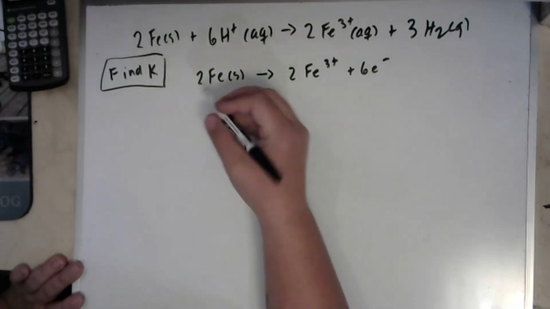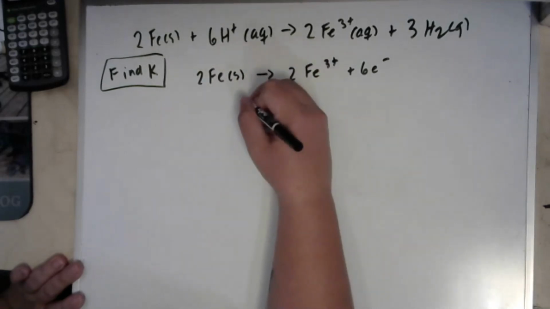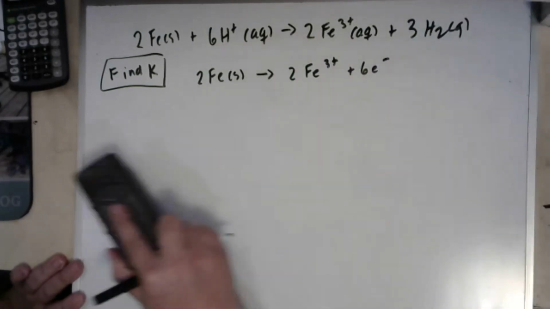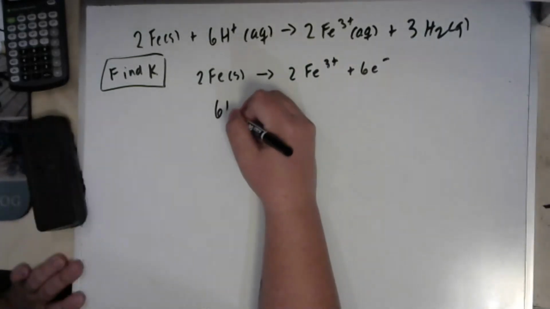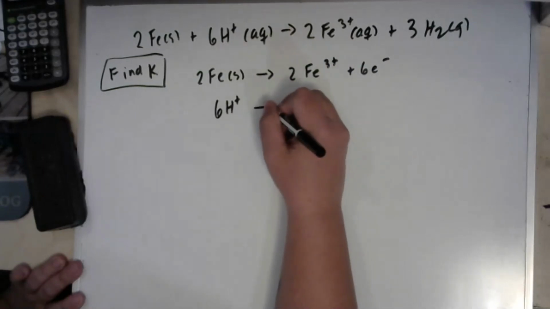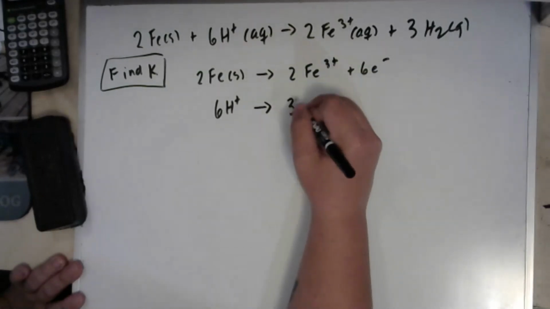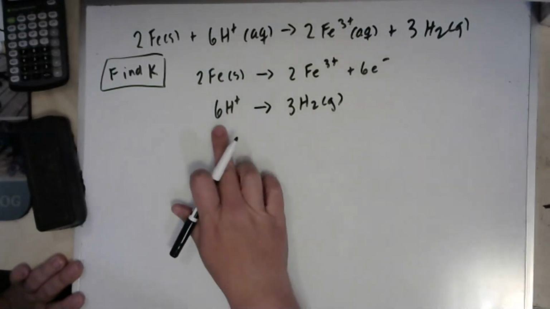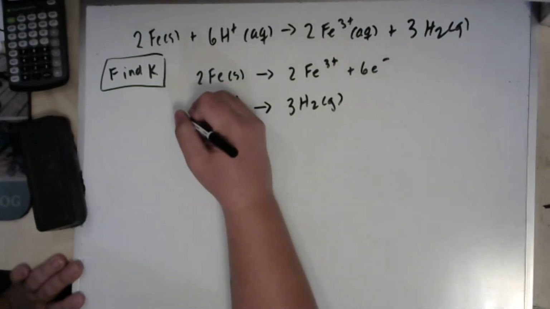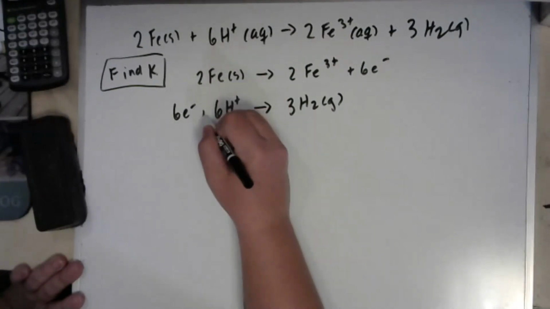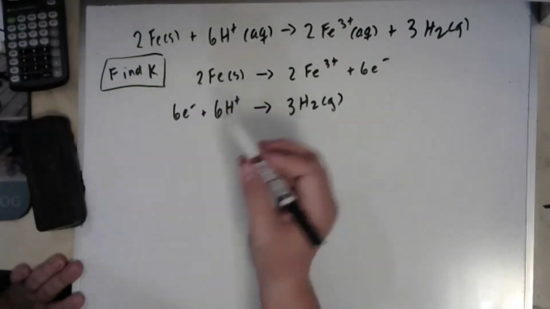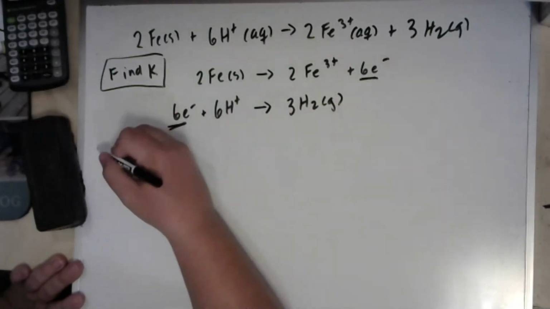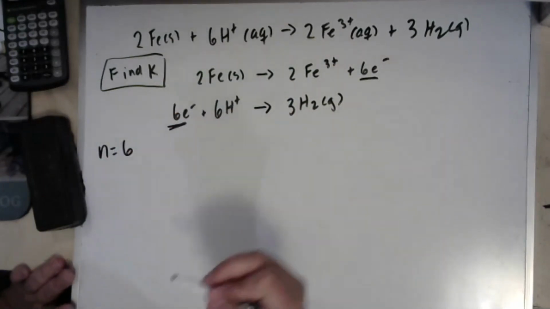Okay, for our other half reaction, let me write that a little further over so it matches. We have 6 hydrogen ions, gives us 3 hydrogen gases. So that's a positive 6 charge, that's a 0 charge. So we're going to need 6 electrons here. So now that we found the number of electrons that cancels out, we found our N value.